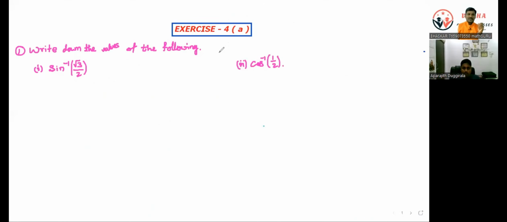So exercise 4A, write down the values of the following. Here the first question is sine inverse of root 3 by 2. What is the value of sine inverse root 3 by 2?